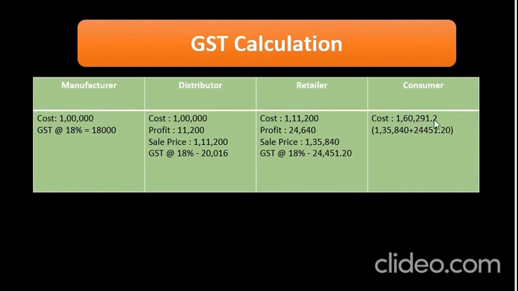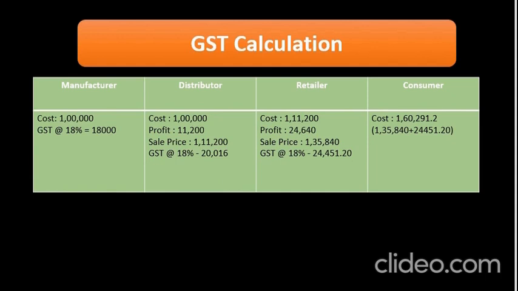Wow, how did we arrive at this 1,60,291? 1,35,840 is the selling price of the retailer, plus tax will be paid by the consumer. So in this distribution channel, the manufacturer's and distributor's tax will not be accumulated, whereas only the retailer's tax will be paid by the consumer.